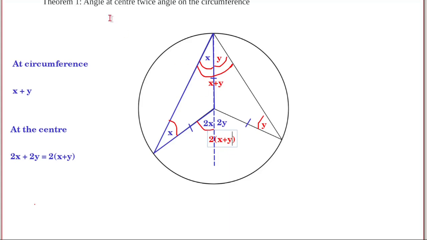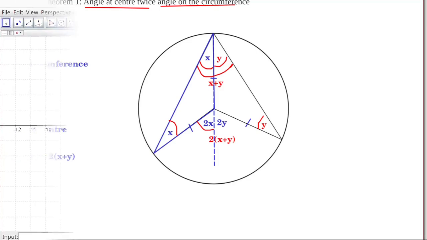So basically the angle at the center is twice the angle on the circumference. Angle at the center is always twice the angle on the circumference. If you multiply the angle on the circumference by 2, you are getting the angle at the center. Now let's try to look at that in GeoGebra. Let's go straight to GeoGebra to view that in practice.